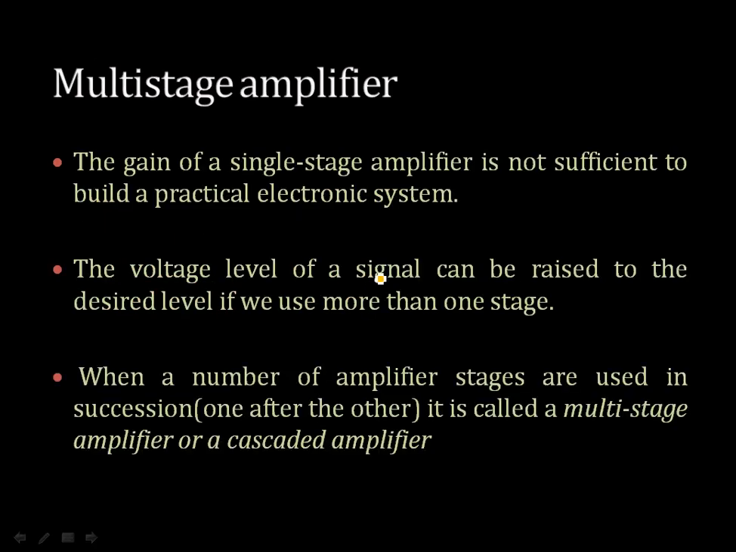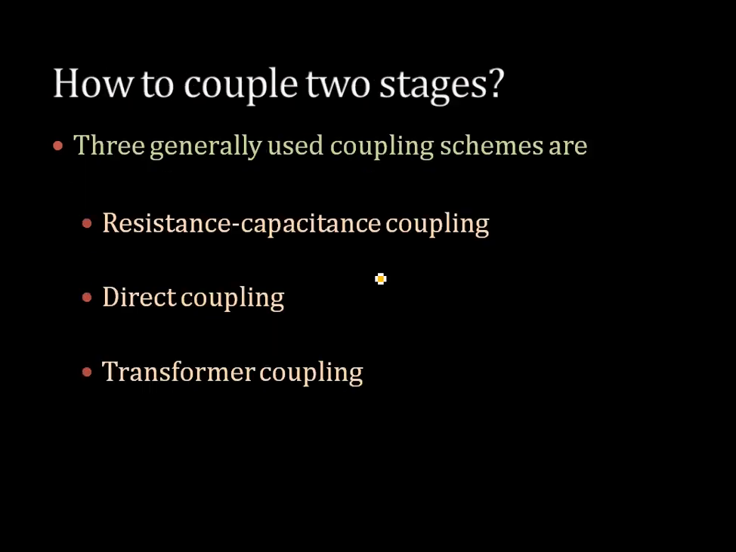We are already familiar with the necessity of multi-stage amplifier from lecture number 10. So the gain of a single stage amplifier is not sufficient to build a practical electronic system. So the voltage level can be raised to desired level if we use more than one stage. So when a number of amplifier stages are used in succession, then it is called a multi-stage or a cascaded amplifier. So we have seen these three methods which are used to couple two stages.